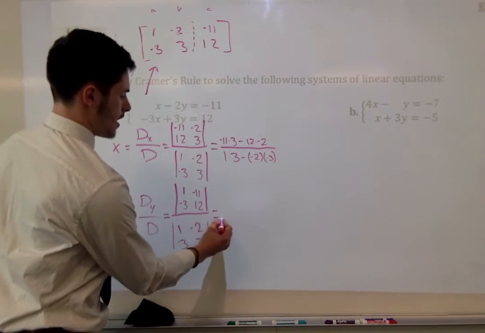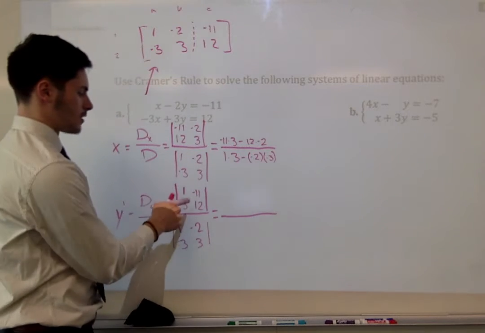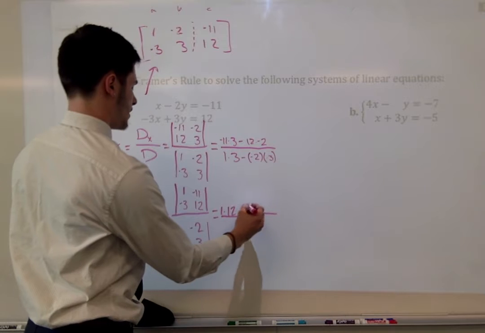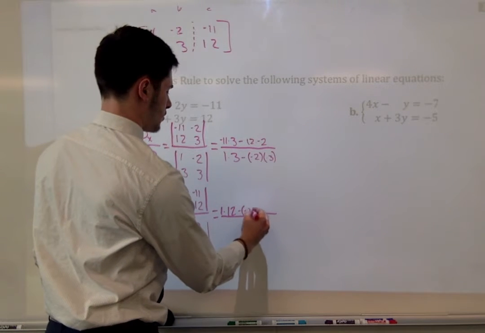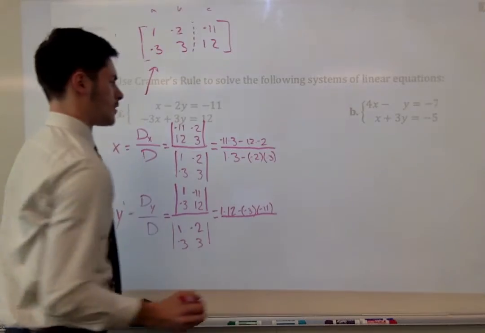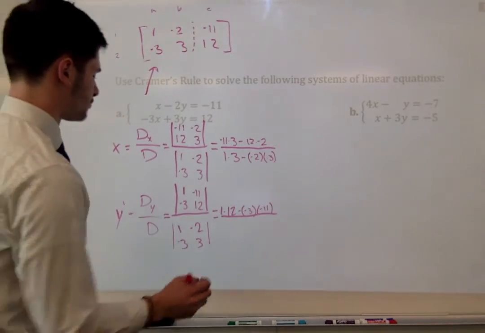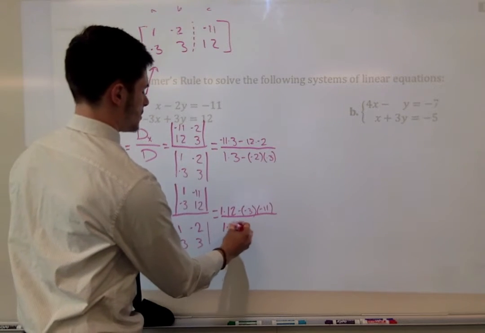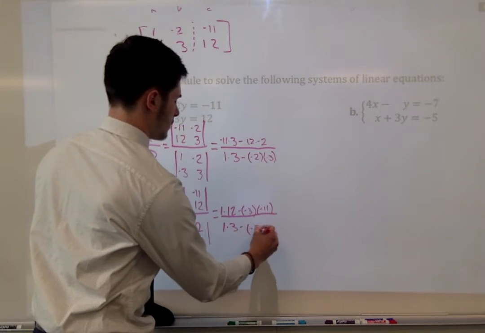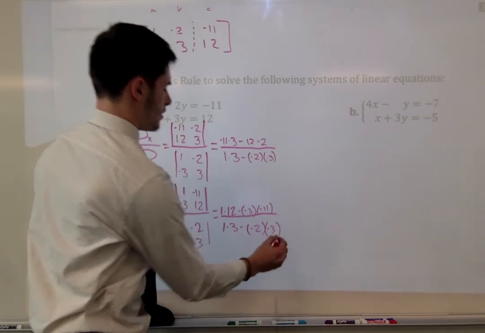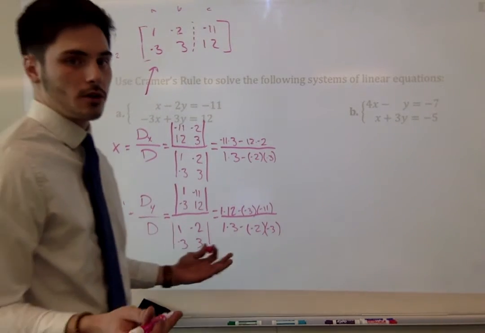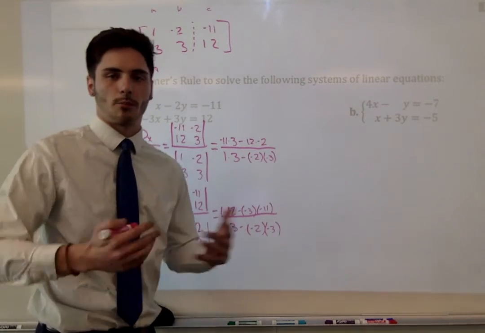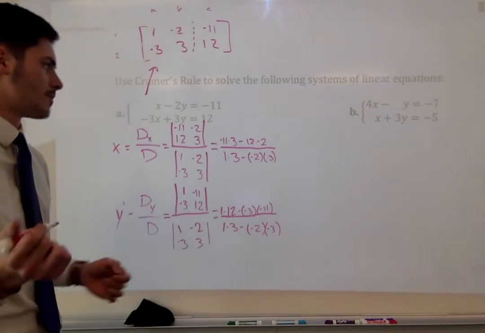And then dy down here, the determinant of this matrix ends up being 1 times 12 minus -3 times -11. And the last determinant again will match this one. So 1 times 3 minus -2 times -3. And from here, it's just simple calculations. So far, this hasn't been anything too challenging. It's just a process to follow and making sure you do all of it correctly.